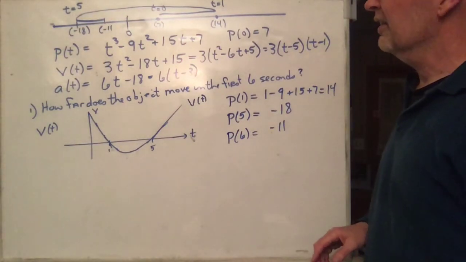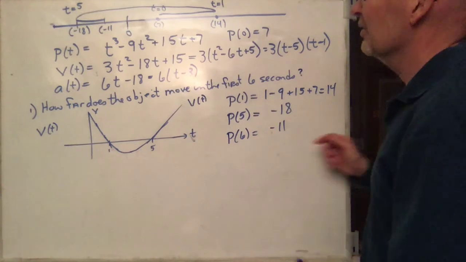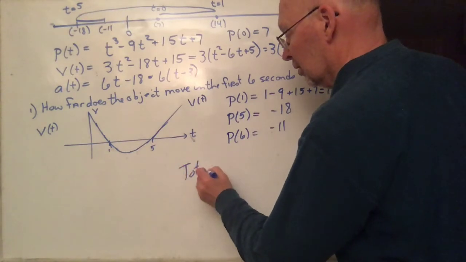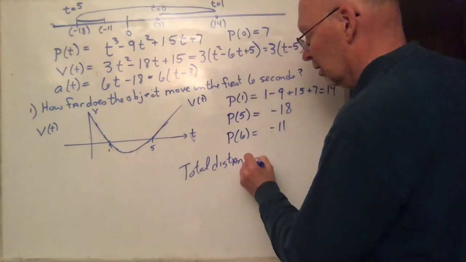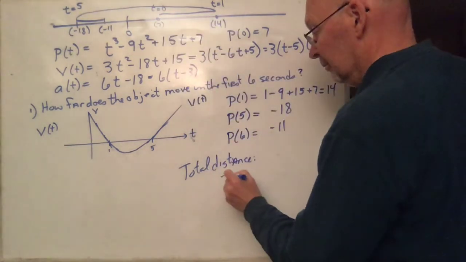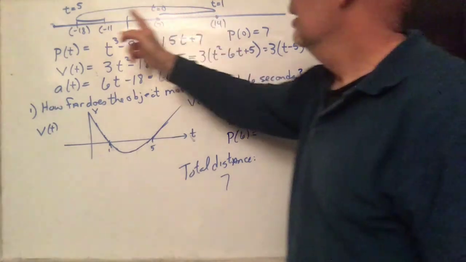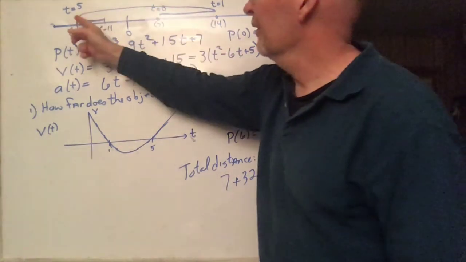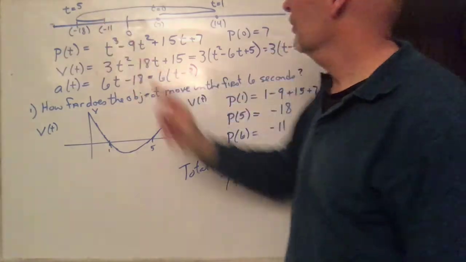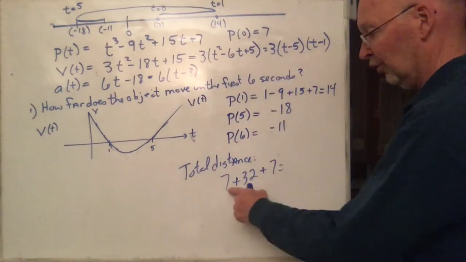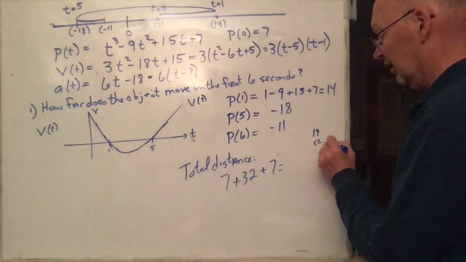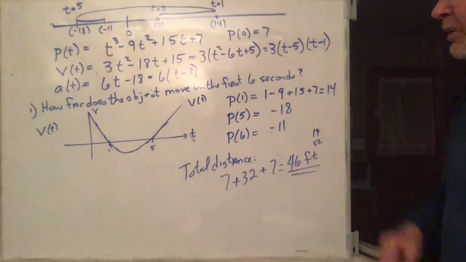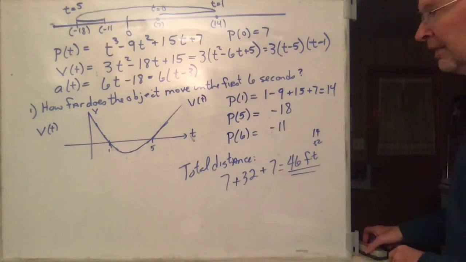So what's the total distance that the object went in those first 6 seconds? Well, from here to here was 7, so the total distance is going to be from here to here is 7, and then from 14 to negative 18 is a 32. You went 32 units to the left from there to there, and then it looks like you went another 7 units right here. Plus 7, which is 14, and 32 is 46. So 46 feet, if the units are in feet, would be the total distance. Okay, so there you go.